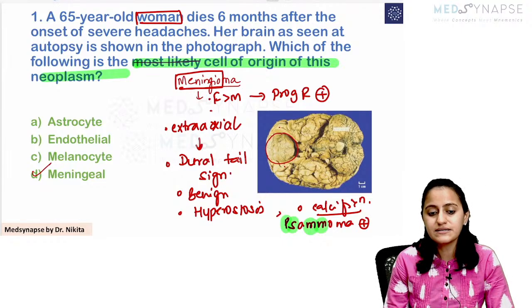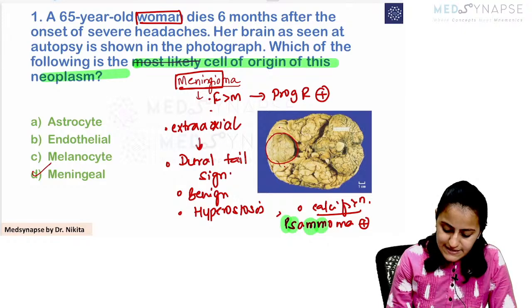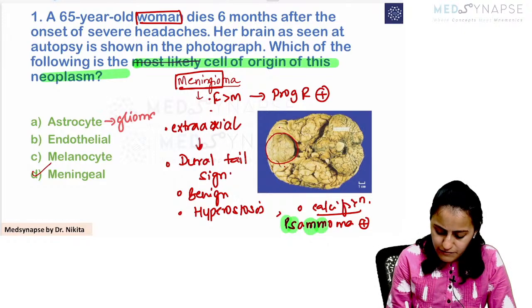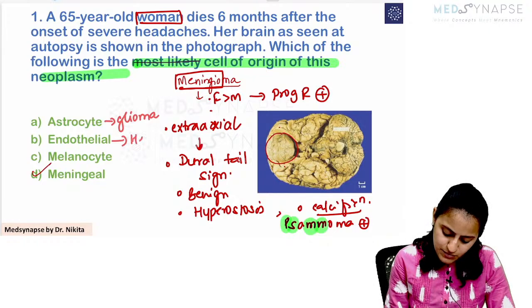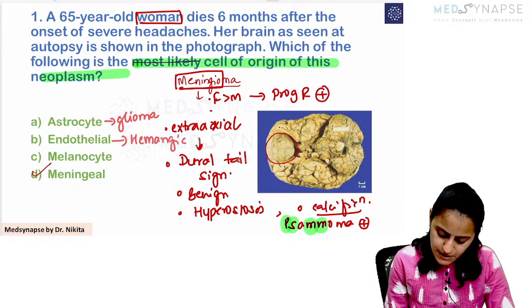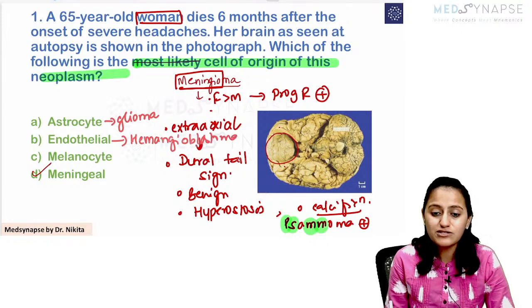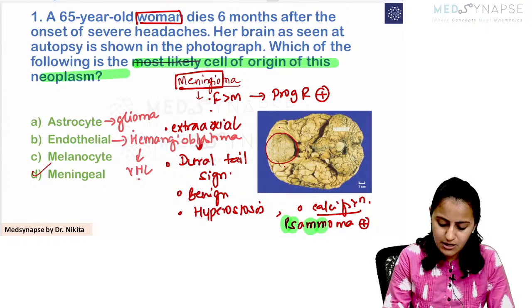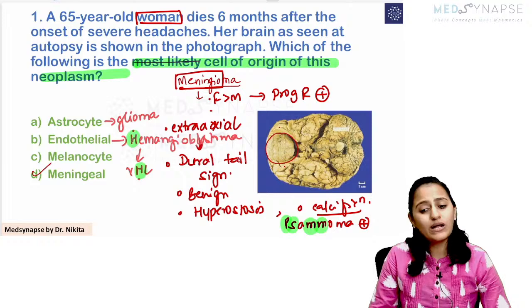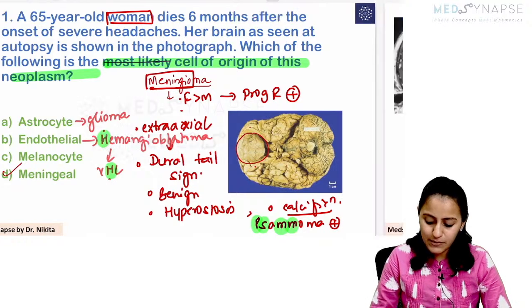So the answer here is meningeal. Astrocyte is going to be the cell of origin for glioma. Endothelial is for the vessel, so a tumor like hemangioblastoma, which is seen in which syndrome? It is seen in von Hippel-Lindau, H for H. Remember, hemangioblastoma is seen in von Hippel-Lindau syndrome. Is this clear with everyone, guys?